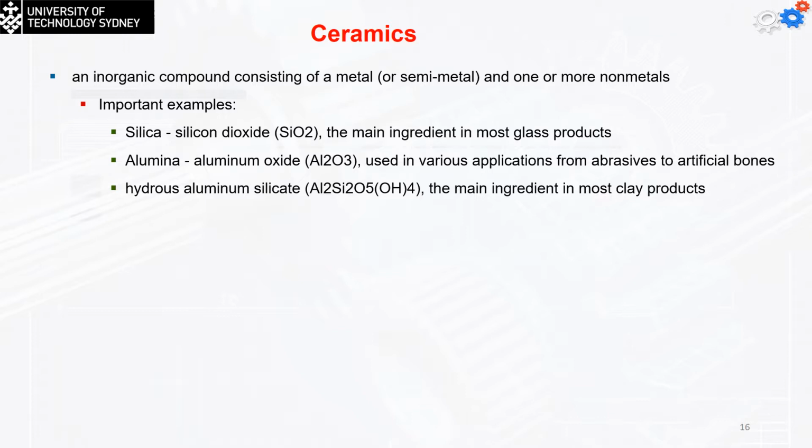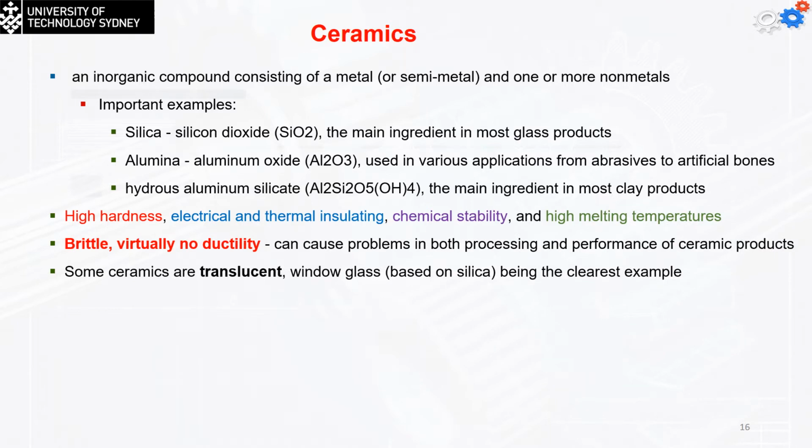A ceramic is an inorganic compound consisting of metals and one or more non-metals. Important examples of ceramics are silica, which is silicon dioxide, the main ingredient of glass products. Alumina, which is aluminium oxide, is used in various applications from abrasives to artificial bones. And we have hydrous aluminium silicate, which is the main ingredient of most clay products.